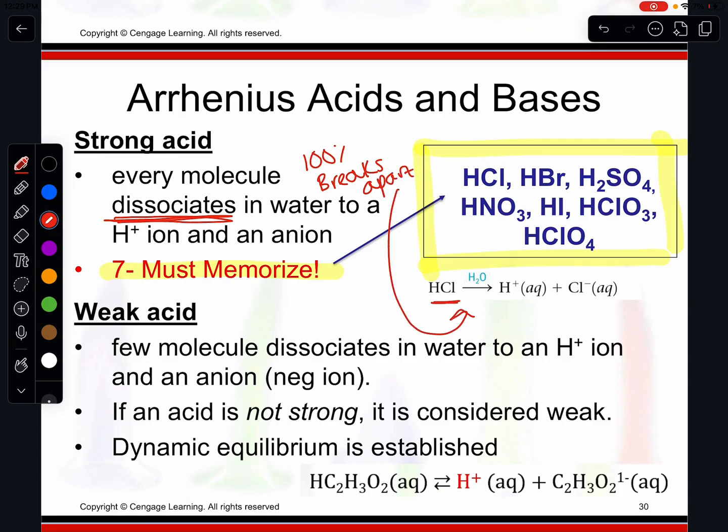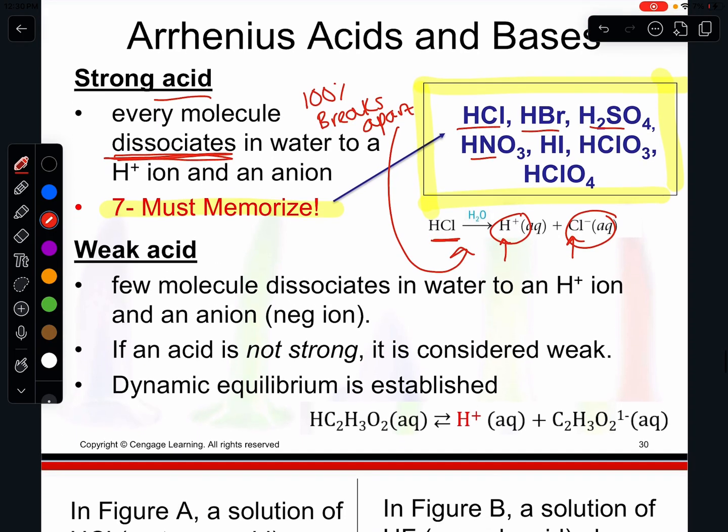And you can see that here. This is an example of a dissociation reaction. We have the H+ and the Cl- breaking apart. All of these strong acids break apart. They have their H portion as the cation, and then whatever the other portion is as the anion. So when you see it's a strong acid, we know that it breaks apart completely, 100%.